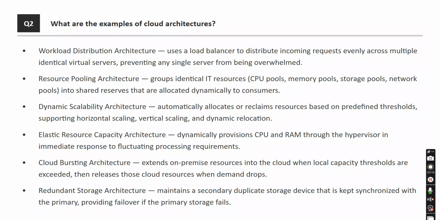This extends on-premise resources into the cloud when local capacity is exceeded, and then releases those cloud resources once demand goes back down. And finally, redundant storage architecture, which maintains a secondary duplicate storage device that stays synchronized with the primary, providing automatic failover if the primary storage fails.